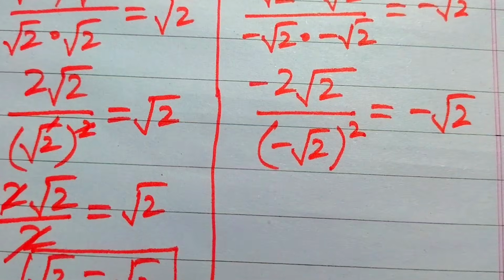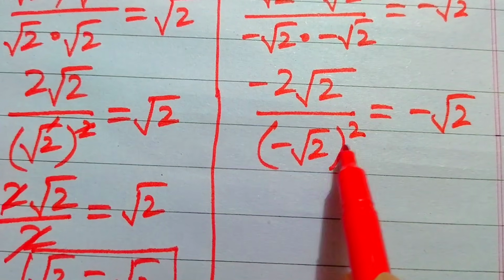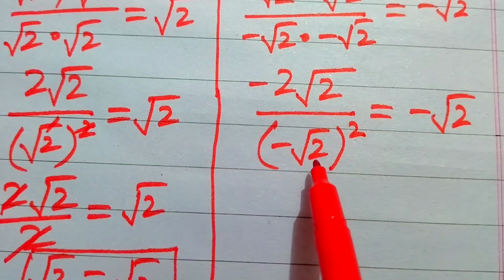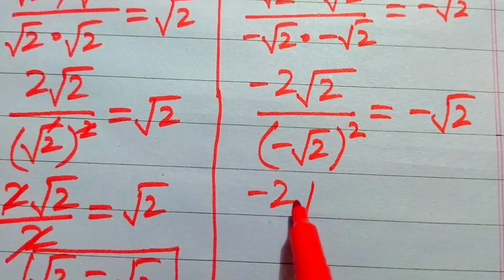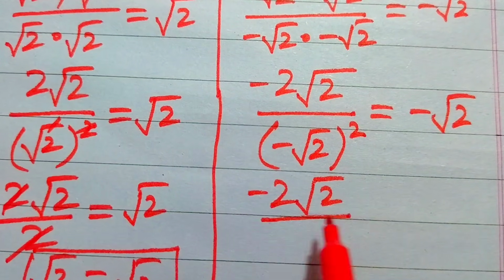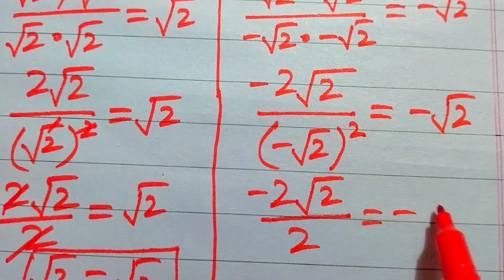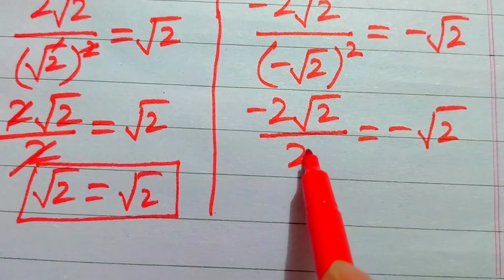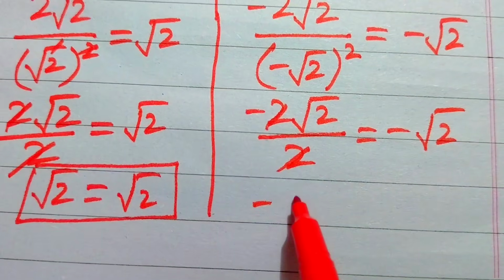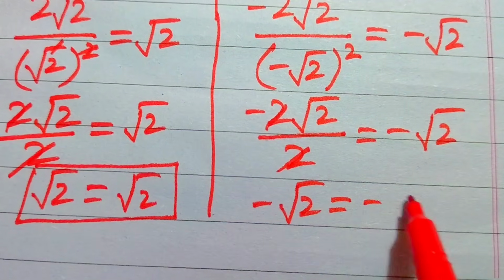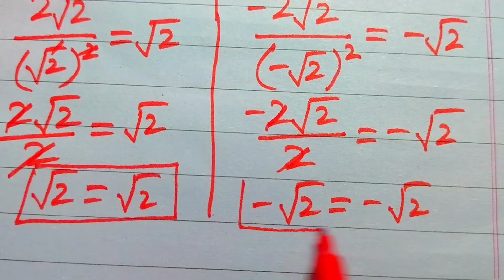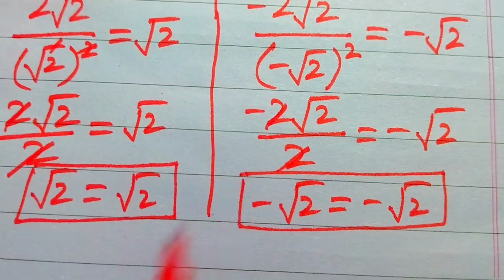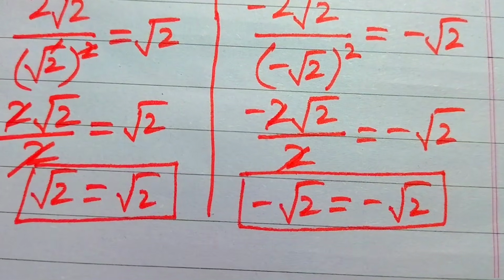And now you see that the square of minus square root of 2 becomes positive 2, and this becomes minus 2 times square root of 2 divided by 2 is equal to minus square root of 2. And now you see that this 2 and 2 are gone, and we get here minus square root of 2 is equal to minus square root of 2. So again both of the sides are equal. This means that the second value of m also satisfies our given question statement.